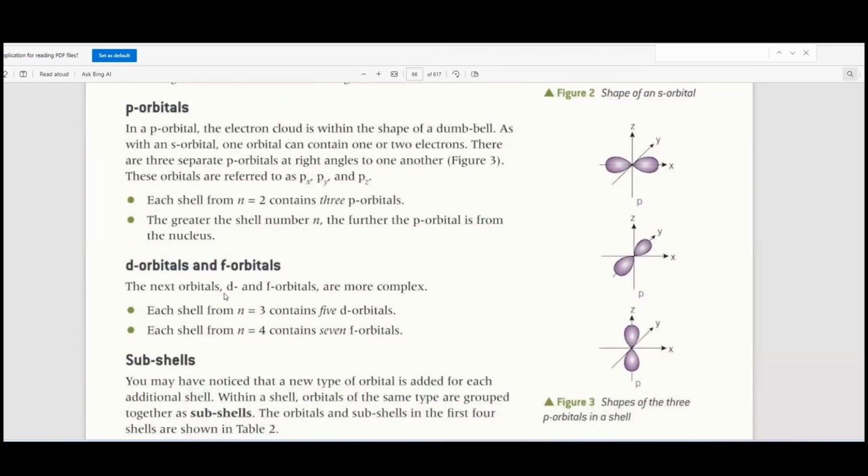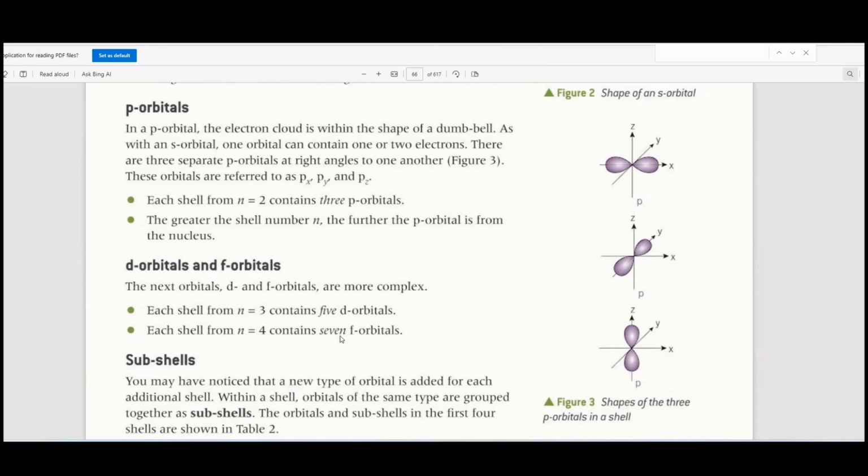All right. D orbitals and f orbitals. The next orbitals, d and f orbitals, are more complex. Each shell from n equal to 3 contains 5 d orbitals. So 5 times 2 is 10. So d can have 10 electrons in total. Five d orbitals means each can have two, because no orbital can have more than two, so a total of 10 electrons max.